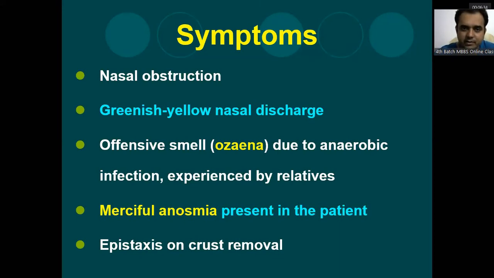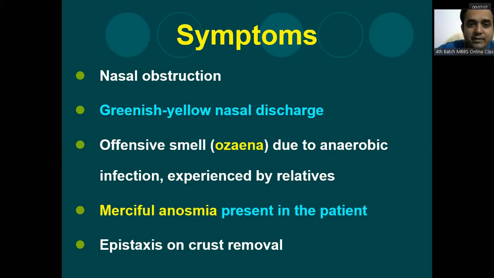Now these are important, right? Symptoms, they are important. So there is nasal obstruction, there is greenish and yellow nasal discharge, offensive smell due to anaerobic infection experienced by relatives, merciful anosmia present in the patient, and epistaxis on crust removal, right? So you need to know in detail about all of these things. We say that there is a roomy cavity or the nasal cavity is wide.